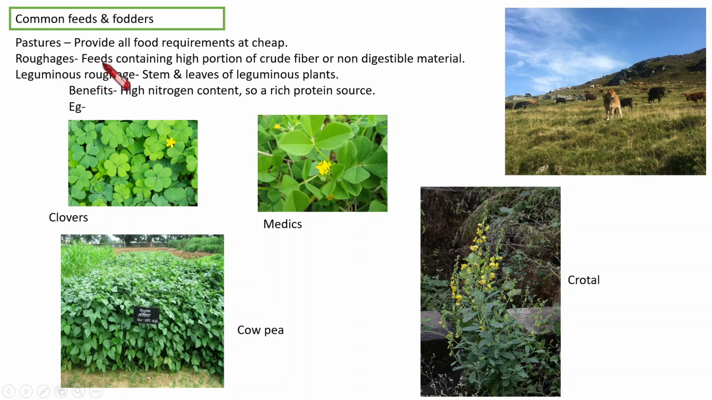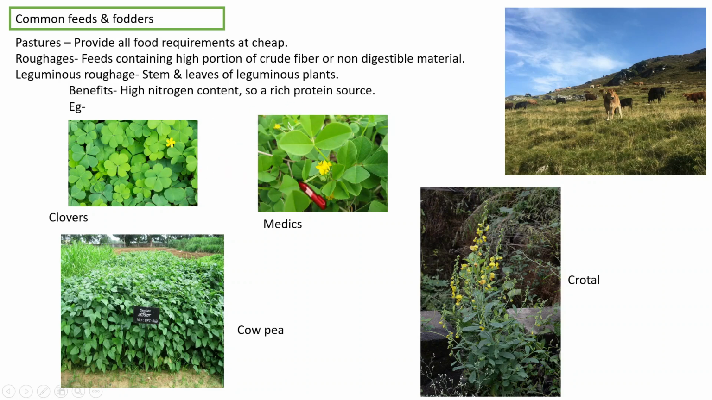Roughages. Roughage means fiber-containing feed. It is non-digestible, but it is more beneficial for the animal. And roughages are of two types: leguminous roughage. Leguminous roughage includes stems and leaves of leguminous plants. And what is the benefit? It has a high nitrogen content. That means it is a rich resource of protein.